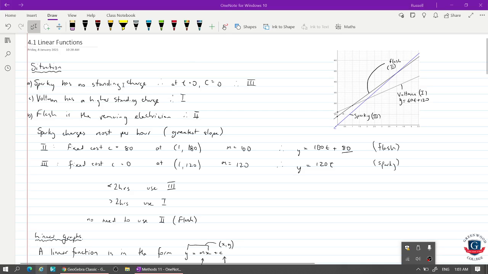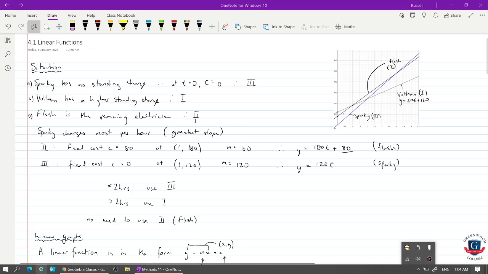Well, Sparky has no standing charge, so he crosses the y-axis at 0. Voltman has the highest standing charge, so it's going to be this line here, and it crosses the y-axis at 120, so his standing charge is 120. Flash is the remaining electrician, so it will be this grey line here. And he has a standing charge of 80. Now, Sparky charges the most per hour, so we would expect Sparky to have the greatest slope. Here's Sparky, and we can see that his line is the steepest and increases the most.